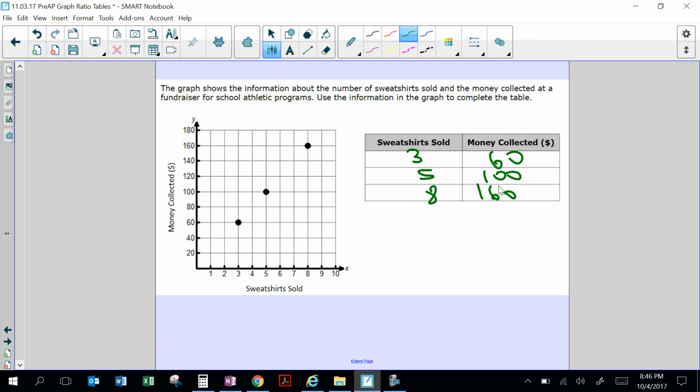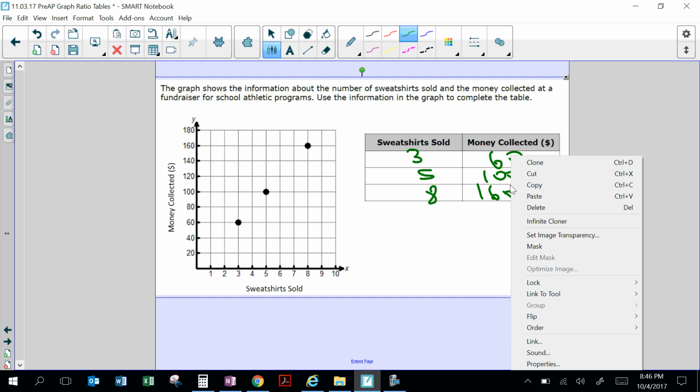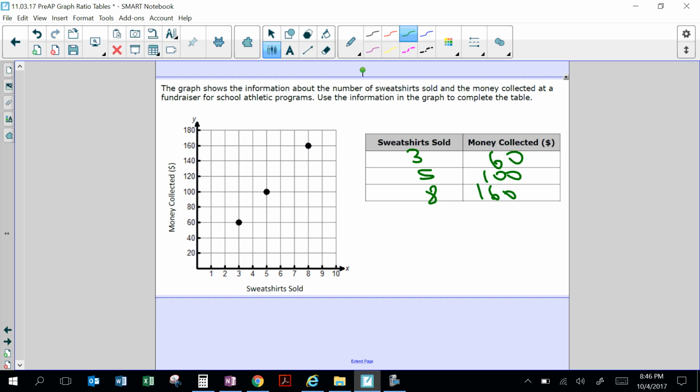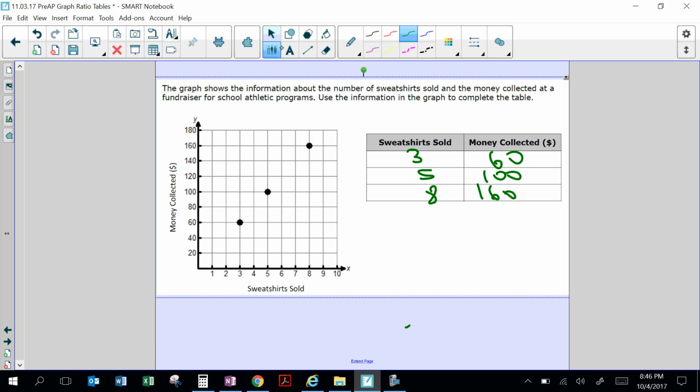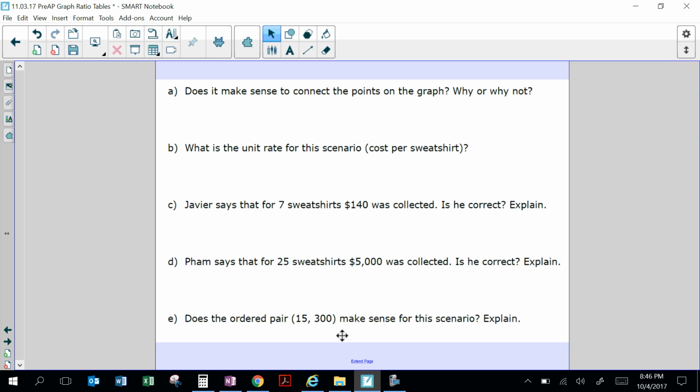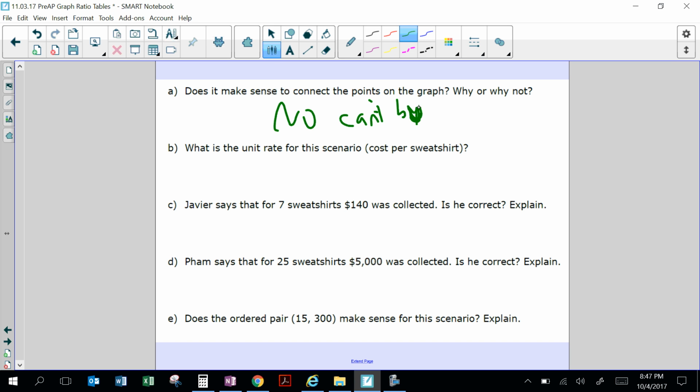Does it make sense to connect the points on a graph? Can you buy a fraction of a sweatshirt? It's just a whole sweatshirt. You cannot buy 8.5 sweatshirts. It's either a sweatshirt or not. So, does it make sense to connect the dots? No. Can't buy fractional sweatshirts.